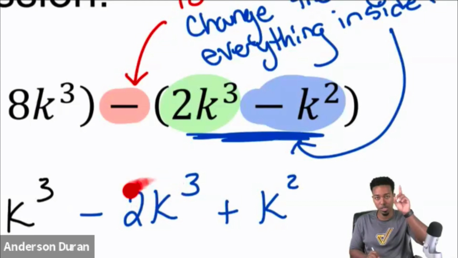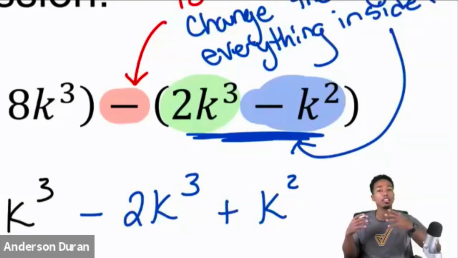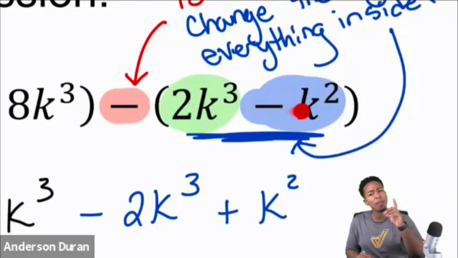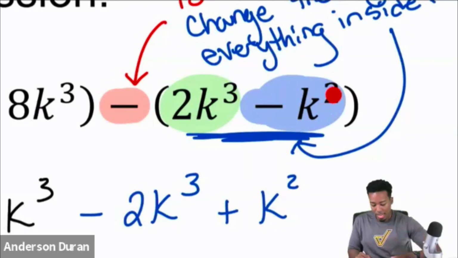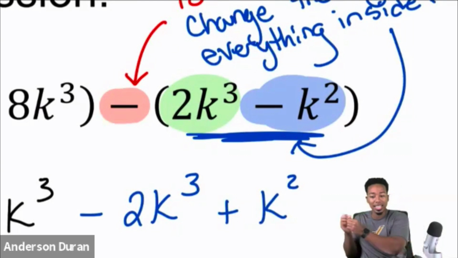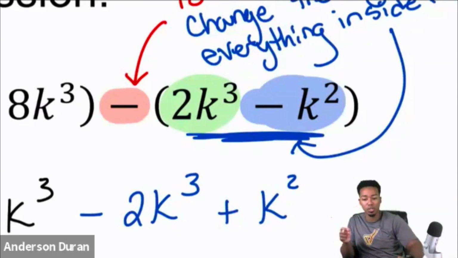So again, that was step 1. Just change the sign of everything inside. Positive turns to negative. What's going to happen with this negative, everybody? This negative is going to turn into a positive, exactly. That negative k squared will be a positive k squared. And so that's really the idea, my party people. I want to make sure that we're taking this one step at a time.